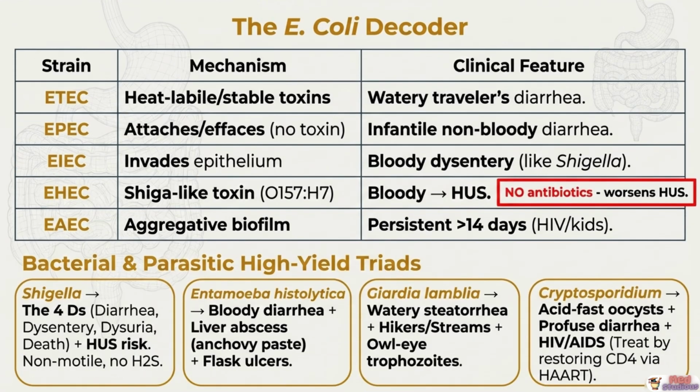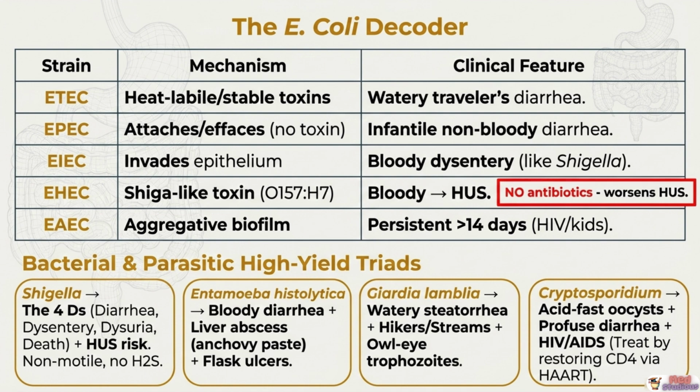E. coli alone produces 5 distinct diarrheal syndromes, depending on its toxin or invasion strategy, and this is one of the most commonly missed topics on exams. ETEC uses heat-labile and heat-stable toxins to cause watery traveler's diarrhea. It's the #1 cause of that presentation worldwide.